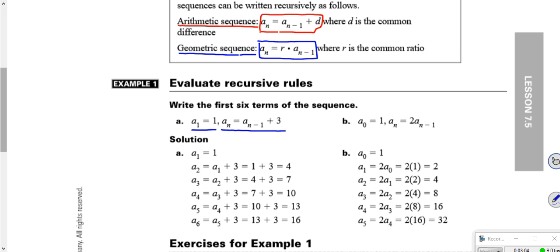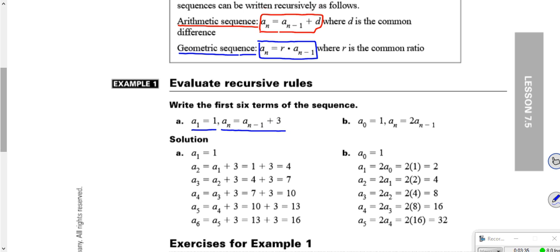So this one, you start with a 1, and then a sub n, like the third term of your sequence, would have the second term plus 3. The fifth term of your sequence would have the fourth term plus 3, and so on. But the only way you can get to a fifth or sixth term is to find the ones preceding it. There's no hard and fast formula that you could use to find the 100th term. You're going to have to find the ones leading up to it.